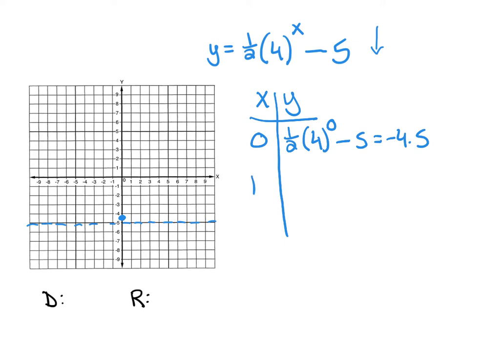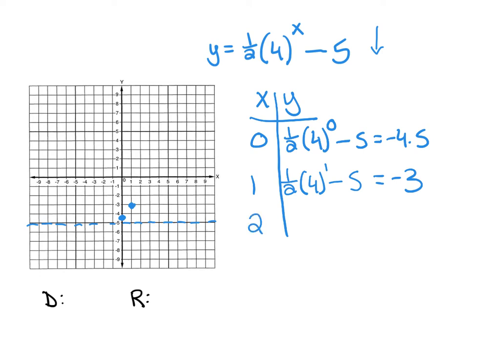If I plug in 1/2 times 4 to the power of 1 minus 5. 4 to the power of 1 is 4. Half of 4 is 2, and 2 minus 5 is -3. So write 1, down 3.